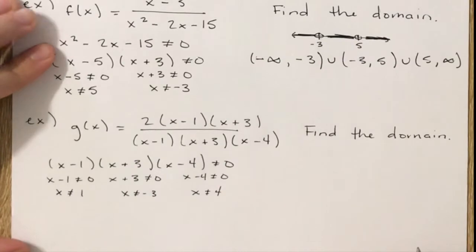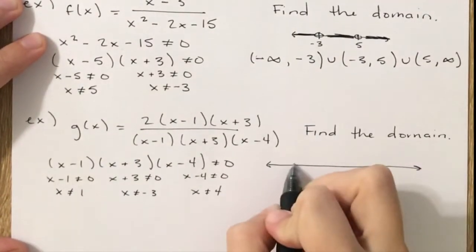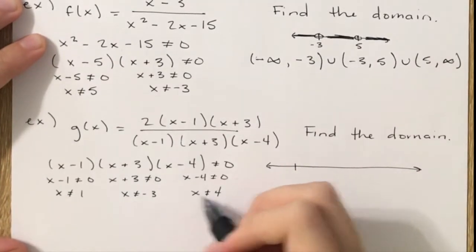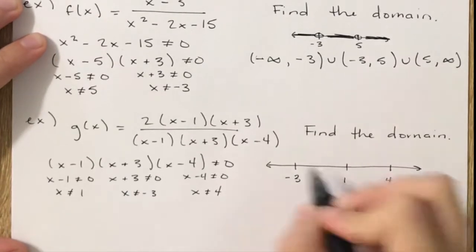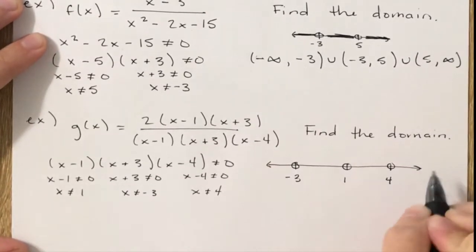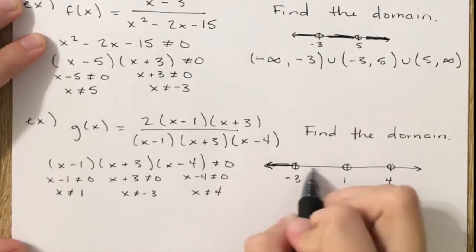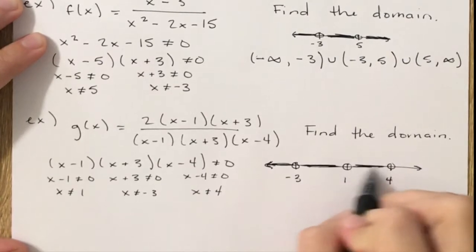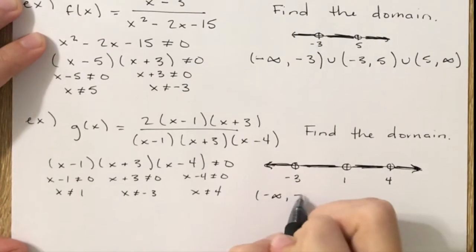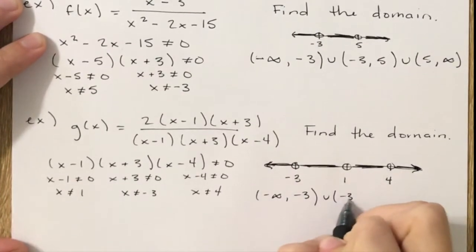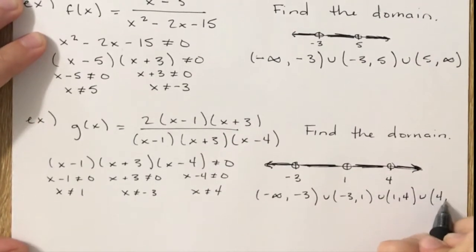That's a bunch of stuff. Let's draw our number line again super quickly just to make sure we get everything in the right place. So our lowest root is -3, then we have 1 in the middle and 4. We want each of those to be open, right? Because x cannot be any of those. And then everything else is included. So we've got -∞ to -3, -3 to 1, 1 to 4, and 4 to infinity.